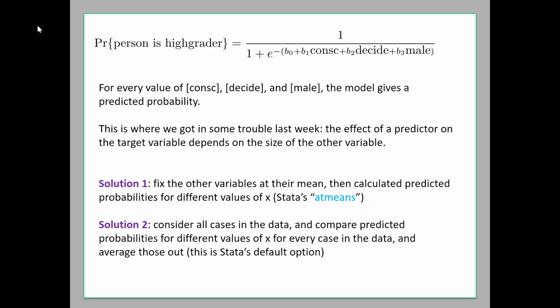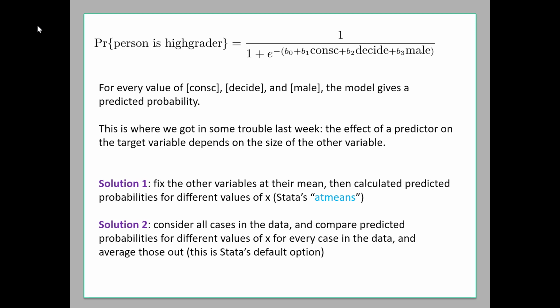Oh yeah, first, this is all the stuff behind the scenes. The predicted probability, you see here on the top left, that a person is a high grader is defined as 1 over 1 plus e raised to the power of minus, and then that thing between the brackets, that's your standard thing that you see in multiple regression as well. The only reason that we have that 1 over 1 plus e raised to the power in there is to make sure that this all turns out to be a probability, a value between 0 and 1. So give me the value of conscientiousness, of decide irrational, and of male, and I'll give you a probability.